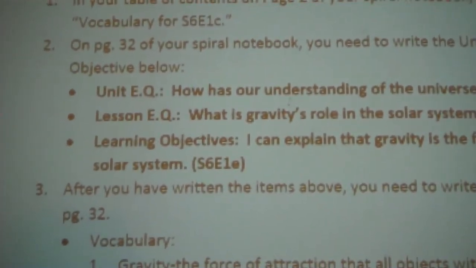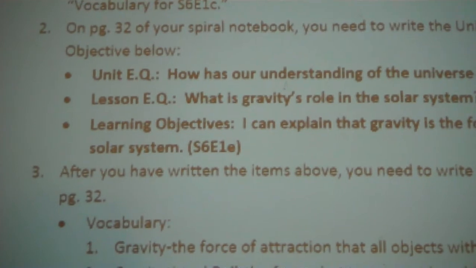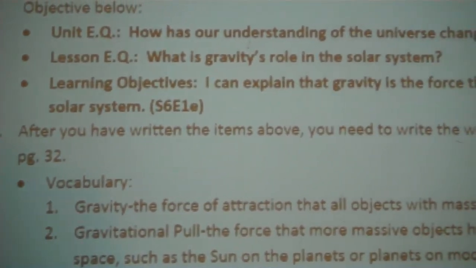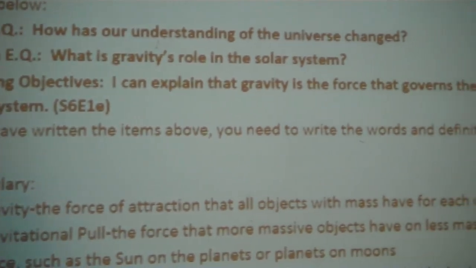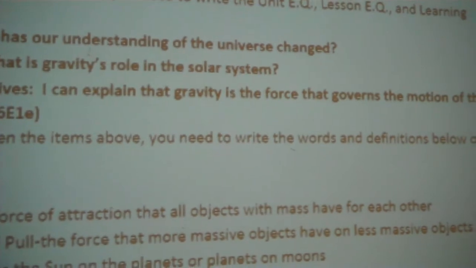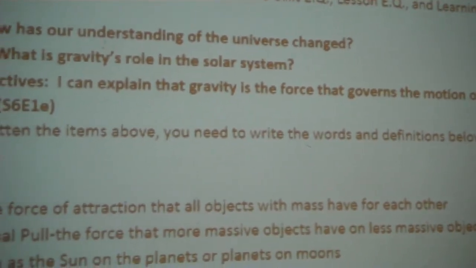So starting on page 32, you need to write these 4 words and definitions. So number 1, gravity is the force of attraction that all objects with mass have for each other. So any object that has mass or weight will have gravity.